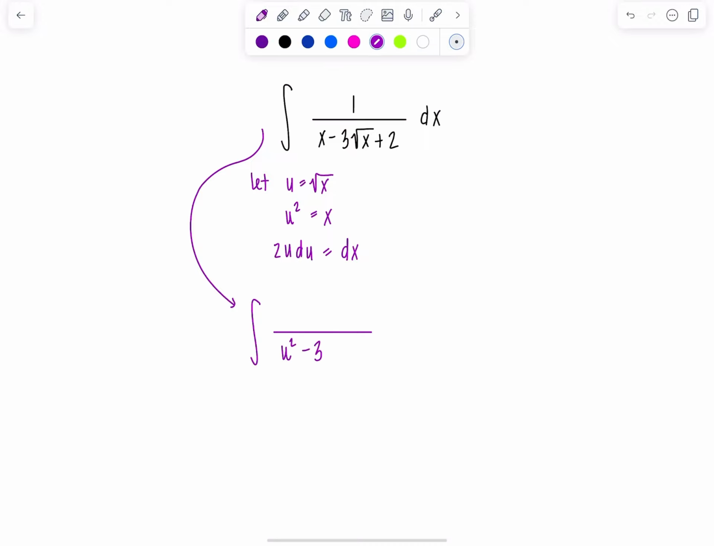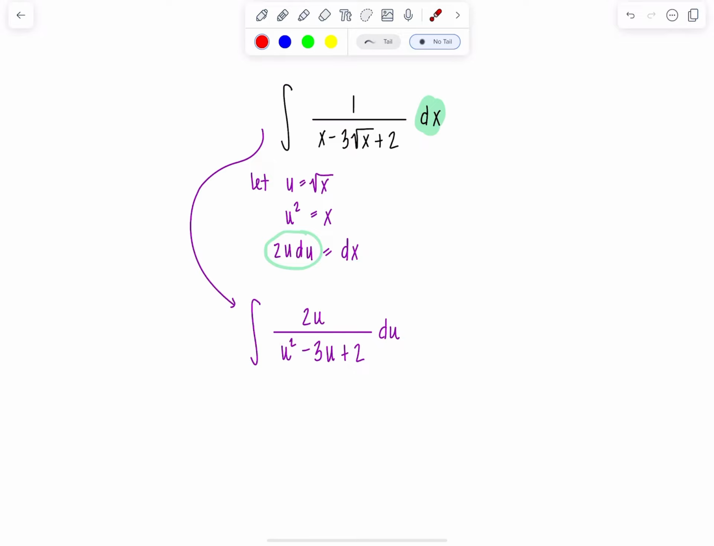minus 3, instead of rad x, what do we have? U, very good, plus 2. And then observe this sweet little dx, I'm going to replace with 2u du. And I'll put it here like this, 2u, and then let's just put the differential du out there. All right, so notice, yes, we have a lovely little quadratic expression here.